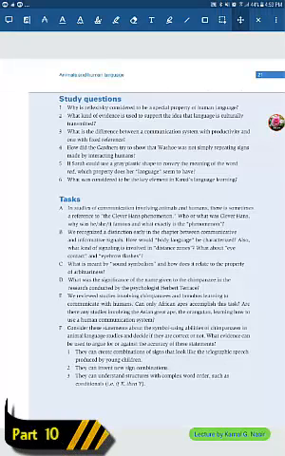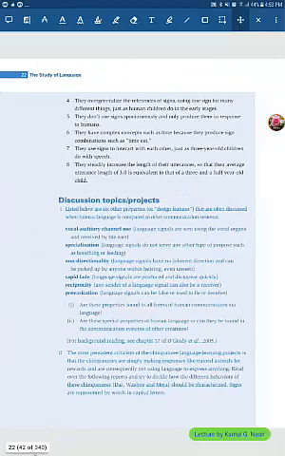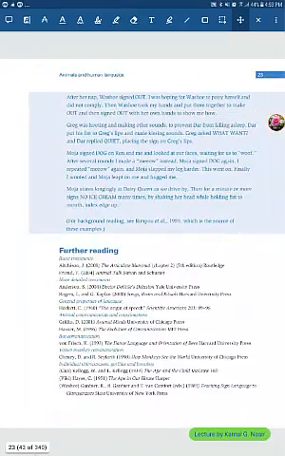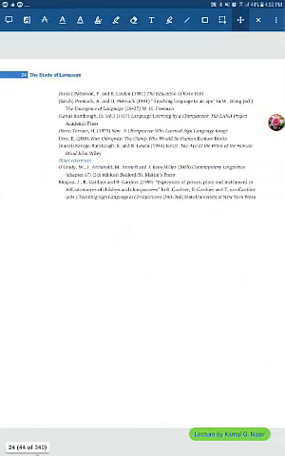Okay, I mustn't forget to tell you that you have to read the study questions and the tasks, you see, and the discussion topics. These are very important, for example, in the examination and in other activities.